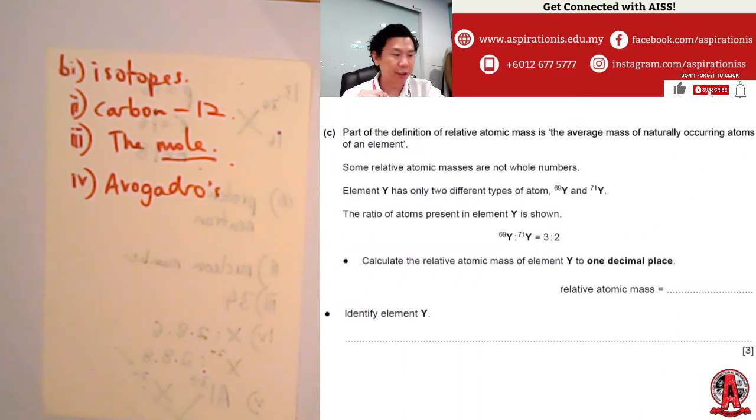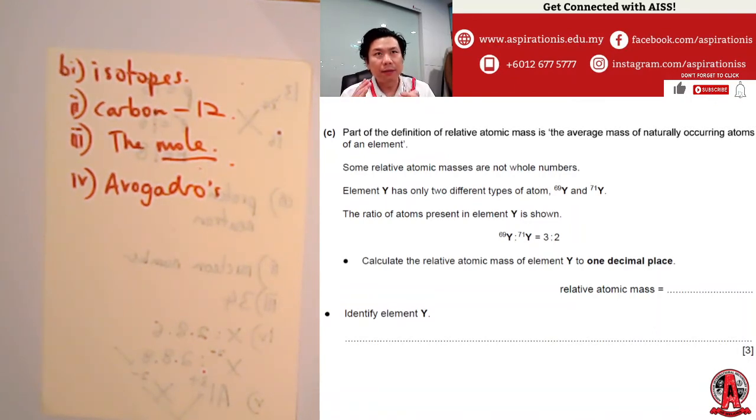Okay, this is a bit tricky. So the definition of the relative atomic mass is given there. It's the average mass of naturally occurring atoms. Naturally occurring because now it seems that they can synthesize atoms. But we are talking about naturally occurring atoms. So the relative atomic mass is the average mass.